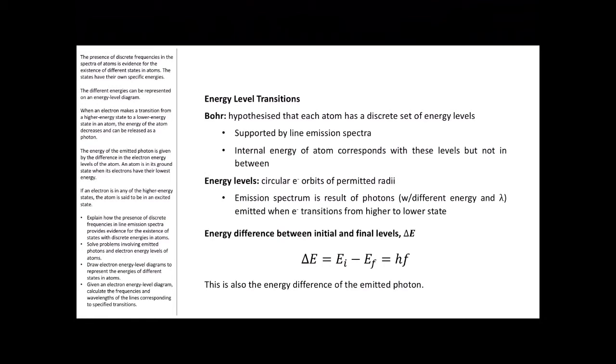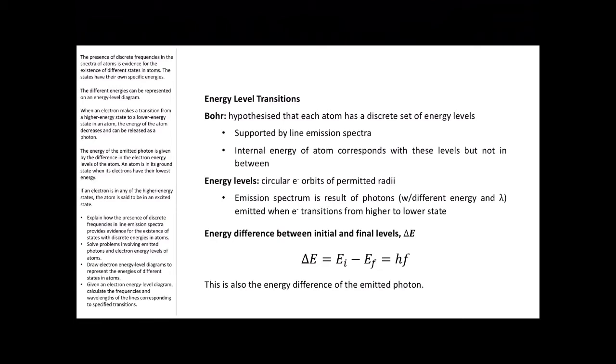So in stage 2 physics, you need to be able to explain how the presence of discrete frequencies in line emission spectra provides evidence for the existence of states with discrete energies in atoms. You also need to be able to solve problems involving emitted photons and electron energy levels of atoms. You need to be able to draw electron energy level diagrams to represent the energies of different states in atoms. And given an electron energy level diagram, you need to be able to calculate the frequencies and wavelengths of the lines corresponding to specified transitions.